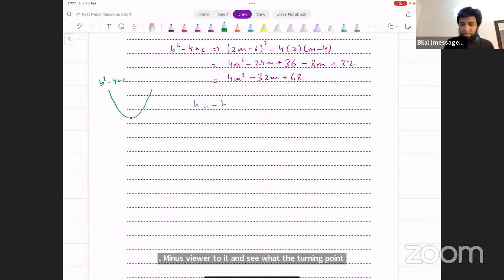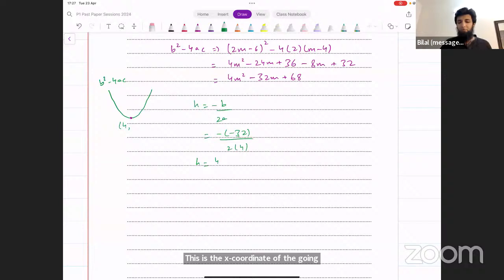h equals minus b over 2a, right? h is used generally to denote the x coordinate of the turning point. Minus b over 2a, let's see what we get from that. In this case, this is b, so that becomes minus into minus 32 divided by 2 into 4, and that gives us 32 over 8, which is 4. This is the x coordinate of the turning point. All right. What about the corresponding y coordinate? We put that value of h, or in this case m, inside this function and see what that gives us.